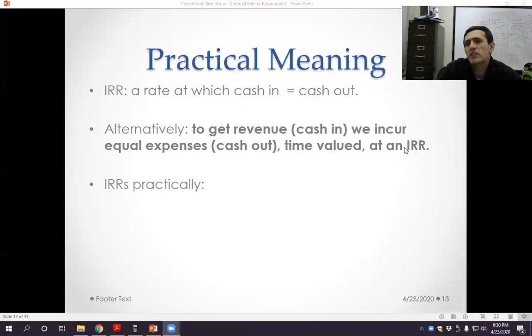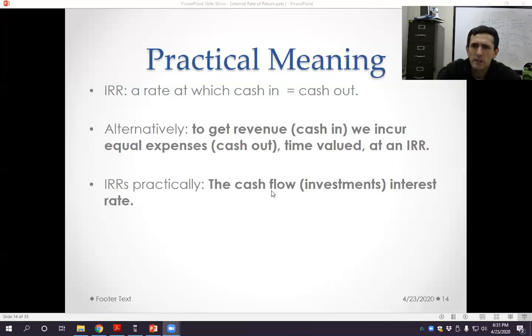Notice that I'm writing "an" internal rate of return and not "the" internal rate of return. I probably should say "a" instead of "the," but it's all right. I'll explain what I mean by that in a moment.